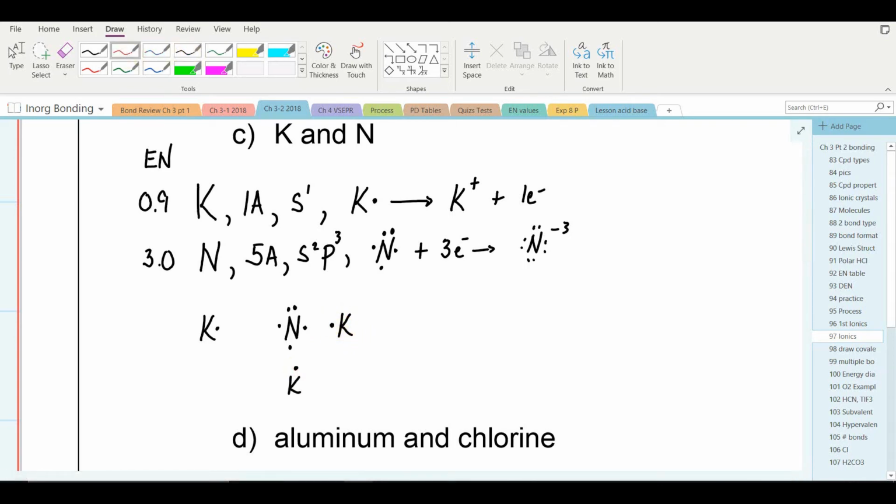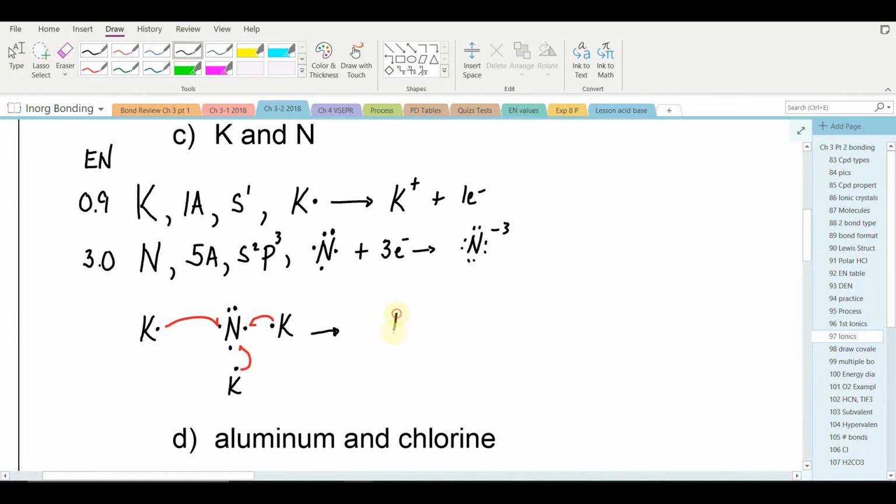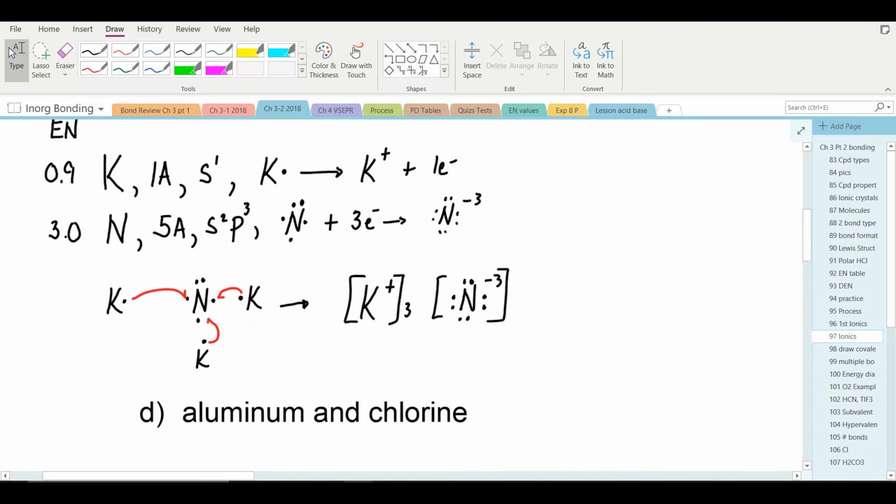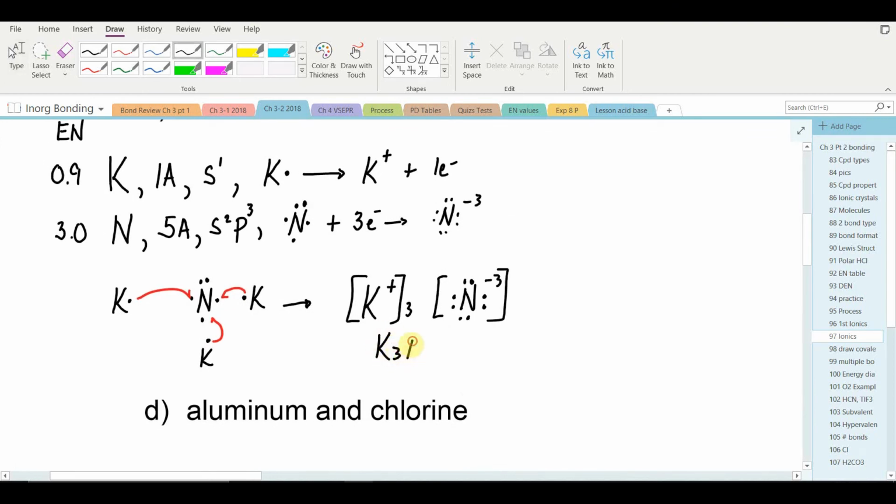We're saying the bond is ionic, which means that electrons are not shared, they're transferred, and they're always transferred from the metal to the nonmetal. So we would have 3 of these potassium cations for every 1 nitride anion, -3. So the formula for this is K3N, and the name is potassium nitride.